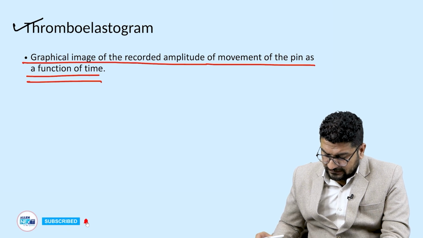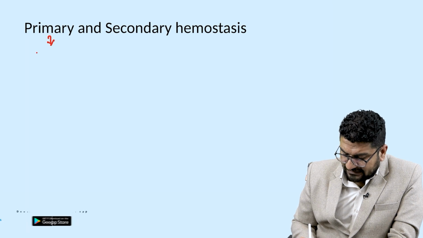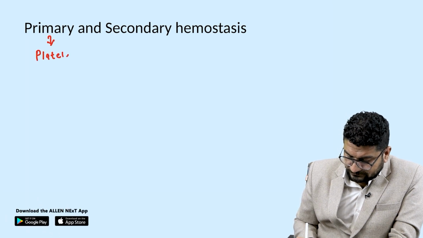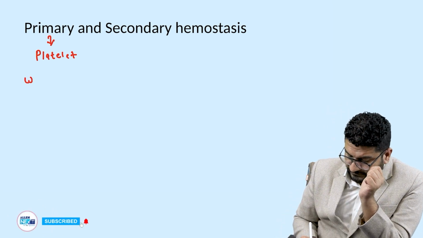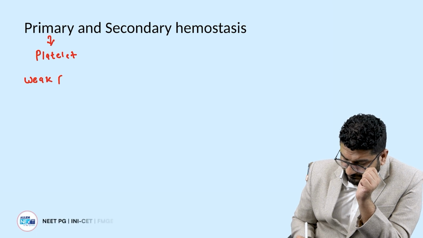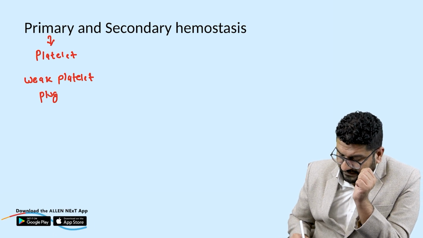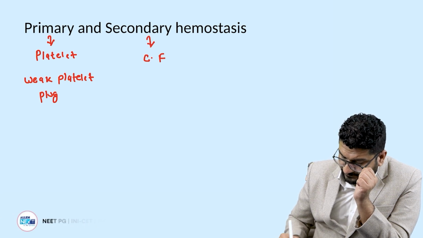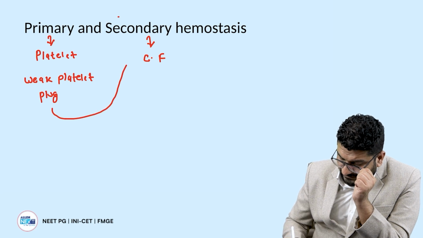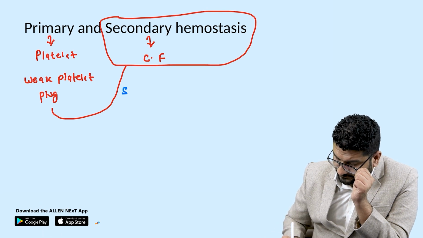So understand, before moving to this, we have primary and secondary hemostasis. Primary hemostasis is done by platelets, and its purpose is to form a weak platelet plug. This weak platelet plug is further stabilized by secondary hemostasis, and that is done by clotting factors.